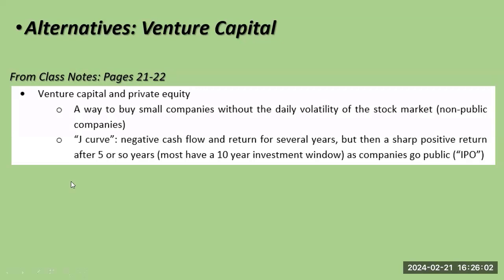And I shouldn't have said venture capital. I should have said private equity. Private equity is the bigger category. So private equity is all firms that aren't publicly traded. Venture capital is private firms that are starting up, beginning firms. So I really should have said private equity, but venture capital, here I say venture capital and private equity. It's the way to buy even small companies is not correct.